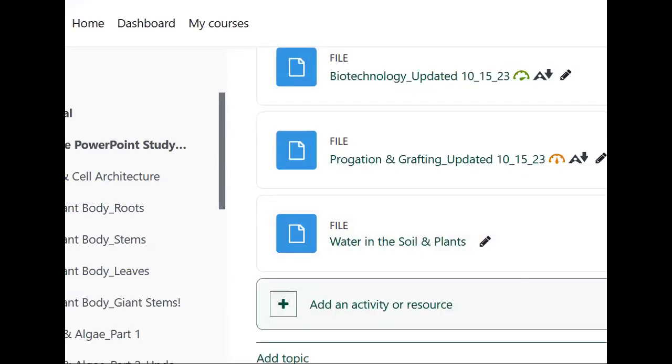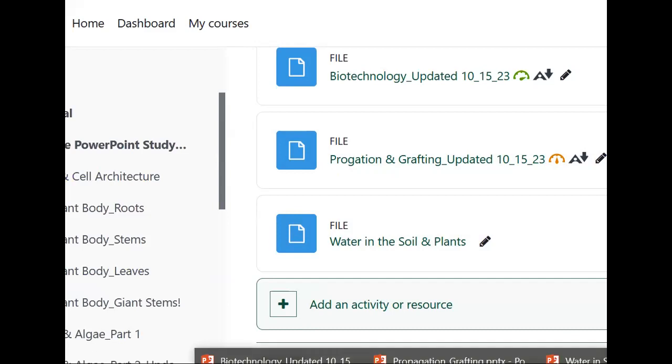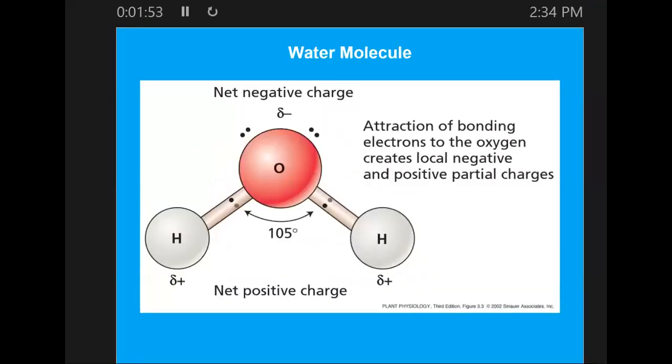Water in the soil and plants. Okay, all right, good. So water is amazing. It's really an amazing molecule. Here we have H2O, with a partial positive charge and a partial negative charge, and that has a lot to do with how it behaves.